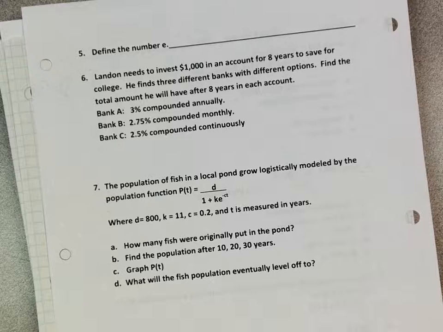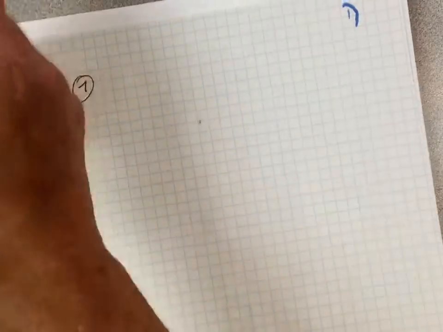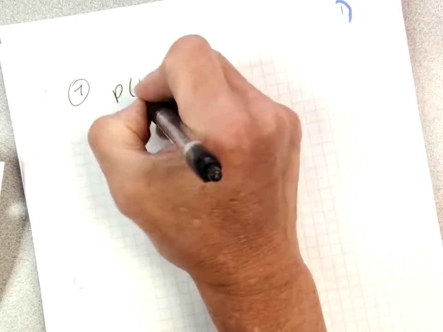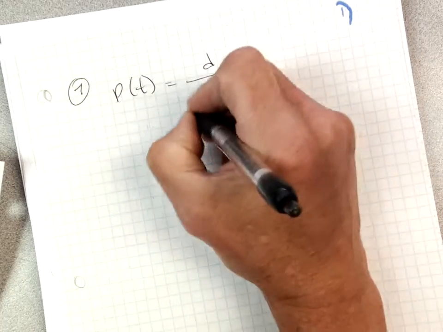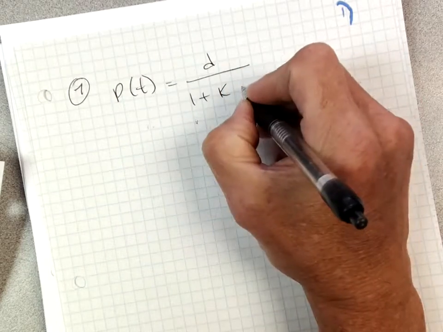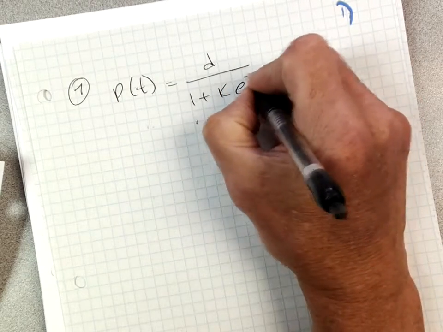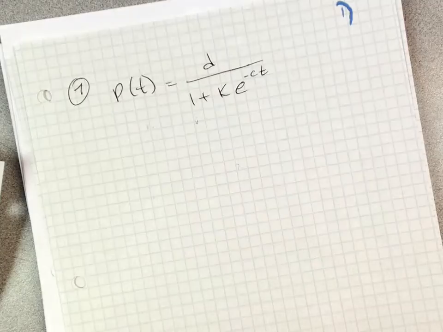Unless we build a bigger pond, you're going to have a contained population. So let's take a look, okay? So we're going to have this P of T, population over time. P of T, population over time is D over 1 plus K e to the negative CT. All right, let's see what we've got.